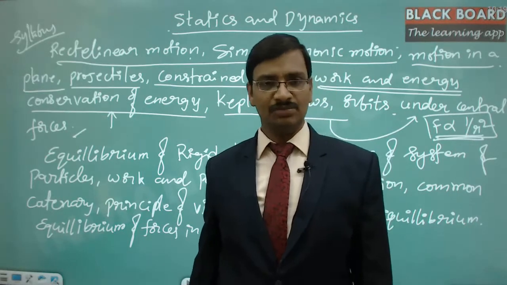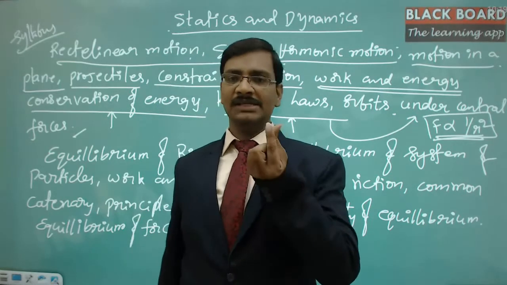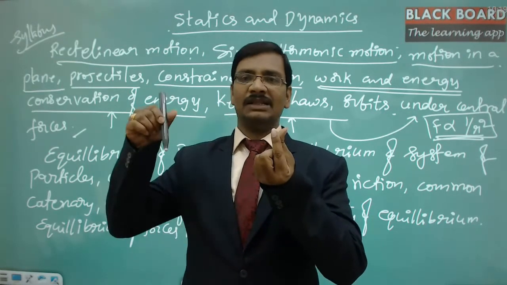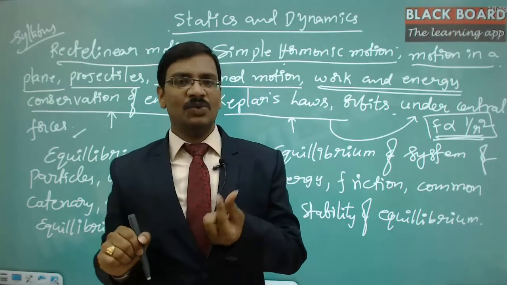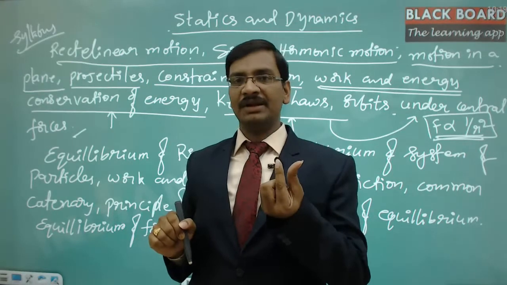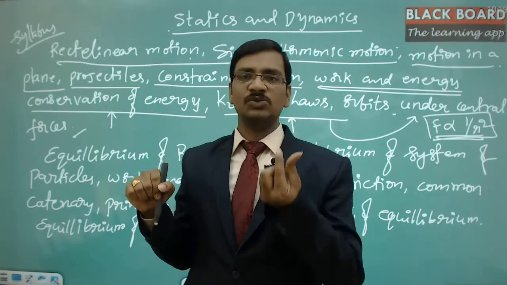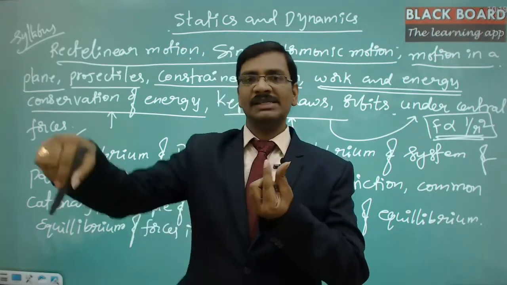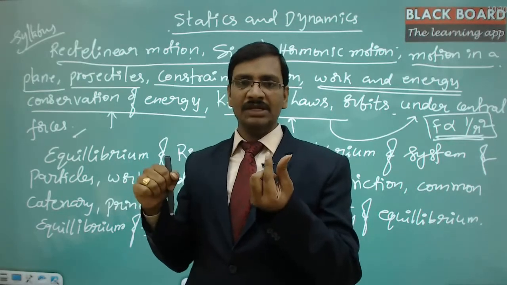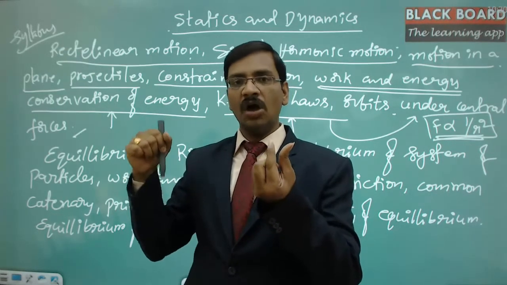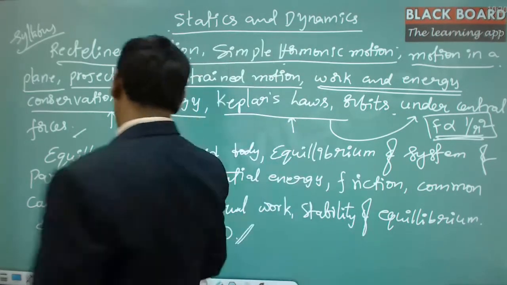Orbits under central forces. Suppose this is the sun and this is the earth, trying to move around the sun. As per Kepler's laws, every planet rotates in an elliptical orbit with the sun as one of the foci of the ellipse, and this is the kind of motion it has. If this is the kind of motion, the force of attraction always passes through a single point called the focus.